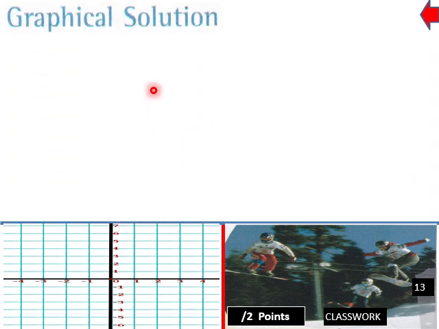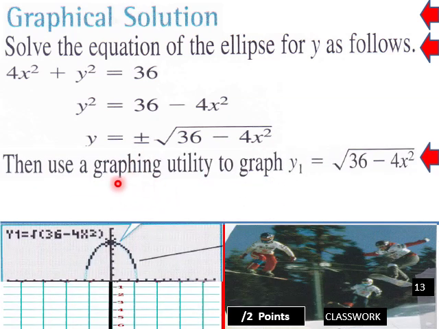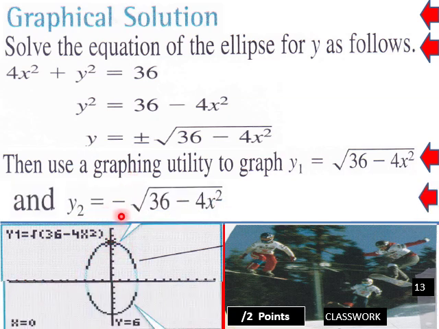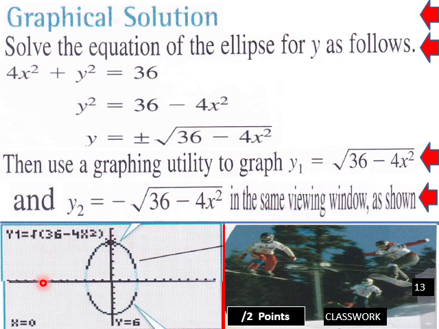Okay, cool. So what about that? Graphical solution. If we're just going to use a graphing calculator to graph that, which would be a lot easier, here's our original. We solve for y. So we get y equals plus or minus radical 36 minus 4x squared. And then we're going to use a graphing calculator to graph it. So y1 would be positive radical 36 minus 4x squared, which would be this part of the ellipse. And then the other part of the ellipse will be the negative part, negative radical 36 minus 4x squared. That would be the bottom part of it. So that would be how you would graph it on a graphing calculator in the same viewing window. So this would be how your graph should show up.